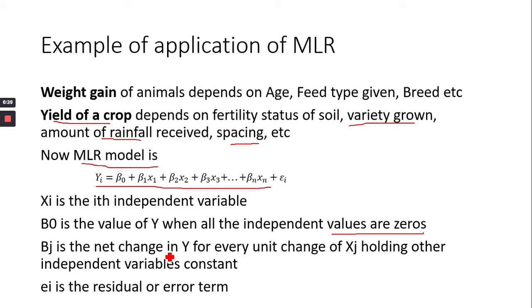Beta j is the net change in y for every unit change of xj, holding other independent variables constant. That is very, very important. So beta j is the regression coefficient corresponding to the independent variable xj. Now, if we set all the other independent variables to 0, what will be beta j? Beta j is actually the change in y for a unit change in xj.